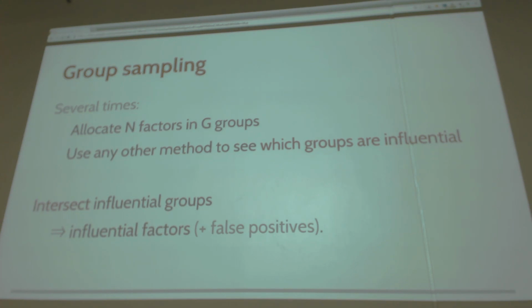So if you have n factors, you can allocate them into a number of groups and use some other sensitivity analysis method to see which groups are influential. And then the influential factors are at the intersection of influential groups. So the factors you will get displayed are the factors that are actually influential, plus some false positives, specifically factors that happen to often share a group with any other influential factor, not necessarily the same one. So there will actually be a lot of false positives, and it is difficult to remove them.